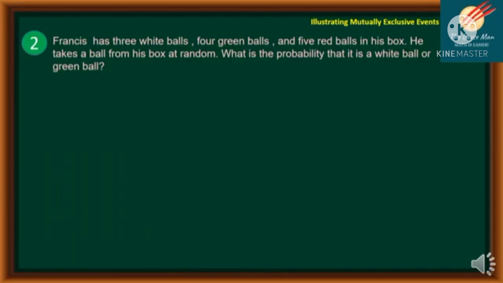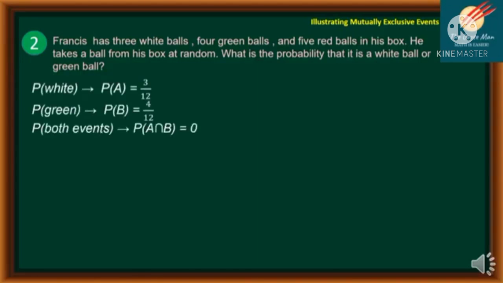So let's move on to problem number 2. Francis has 3 white balls, 4 green balls, and 5 red balls in his box. He takes a ball from his box at random. What is the probability that it is a white ball or a green ball? Again, the probability of white, in symbol P of A, is equal to 3 out of 12. There are 3 white balls out of 12. So the probability of green, that is P of B, is equal to 4 over 12.